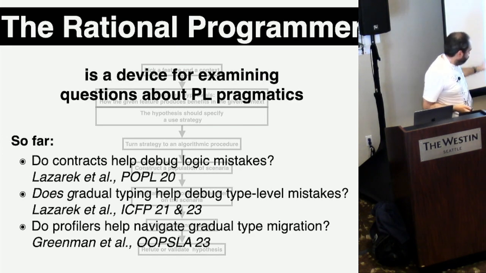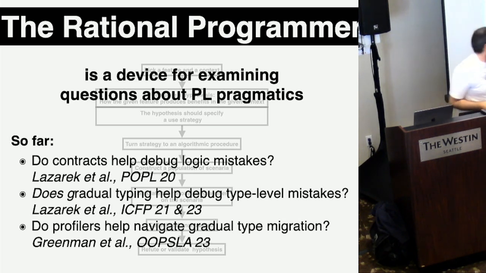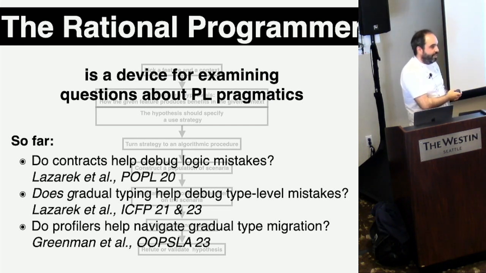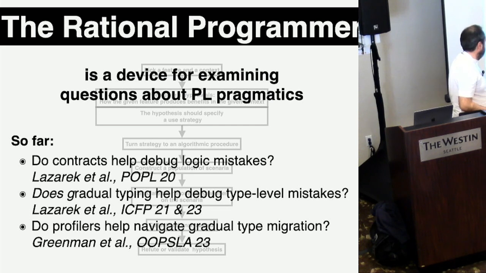So far what we've done with it, I talked today about the middle bullet. Before that, Lucas, my student, had also worked out how we can debug logical mistakes with contracts. And we have an upcoming paper at OOPSLA where we look at how profilers can help us navigate, what profiling strategies we can use to figure out which place to go next in the migration lattice to avoid slowdowns. Okay? And I'm going to conclude here and open the floor to questions.